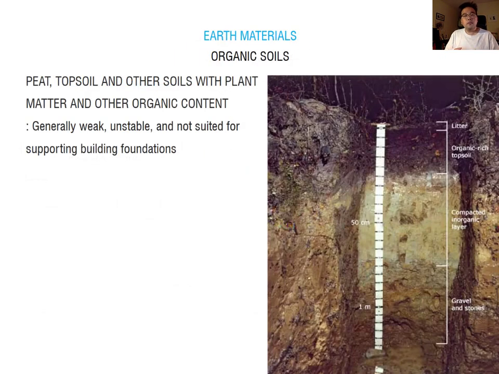Also, you have to understand organic soil. Organic soil can also be called peat or topsoil. Topsoil is the upper outermost layer of the soil, usually the top 2 inches to 8 inches. It is fine grained silt and clay organic soil.